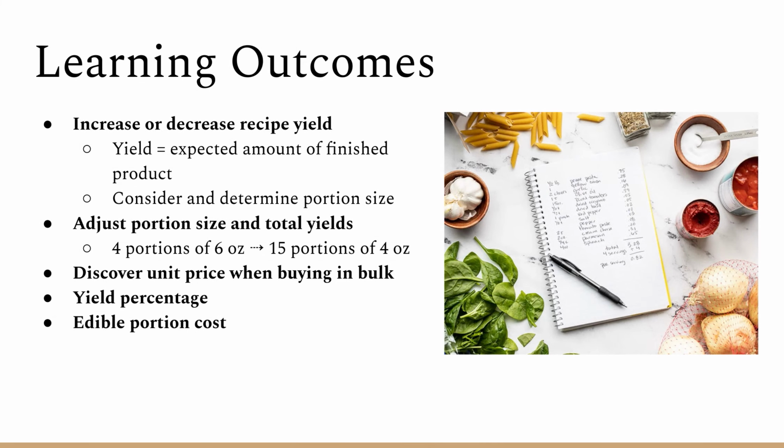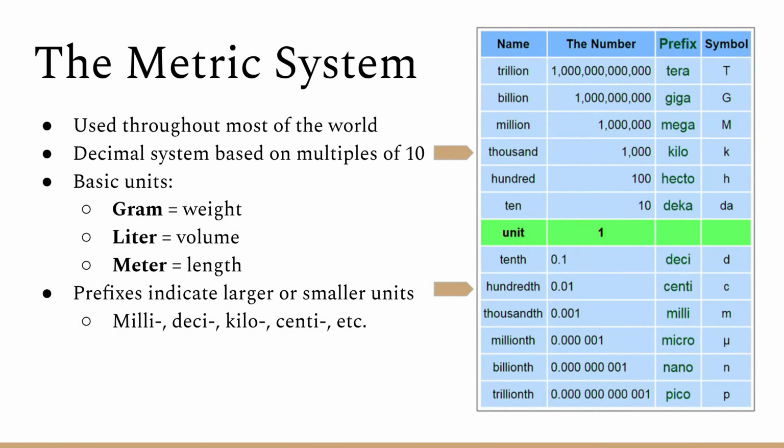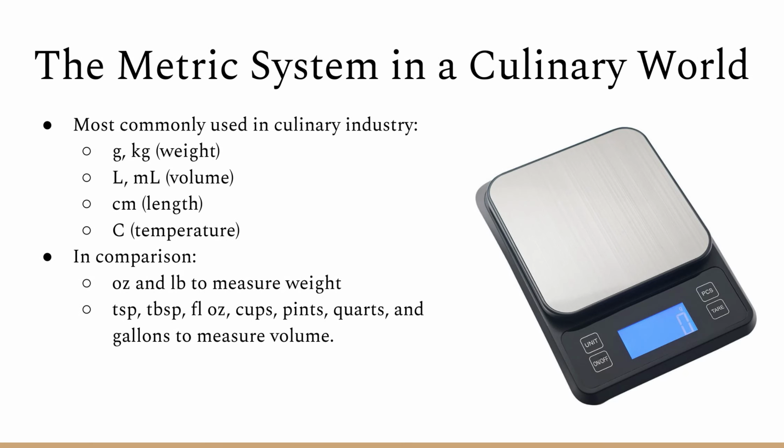We're going to learn how to increase or decrease the recipe yield. We will also learn how to adjust the portion sizes and total yields. And we're going to discover unit price when buying in bulk, yield percentage, and edible portion cost. So we talked about the metric system, super easy, what it looks like in the culinary world, and then just make sure you get that scale. That's what's going to help you with that.